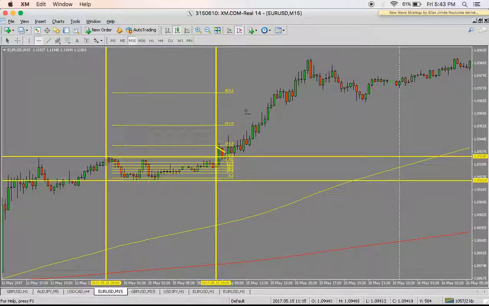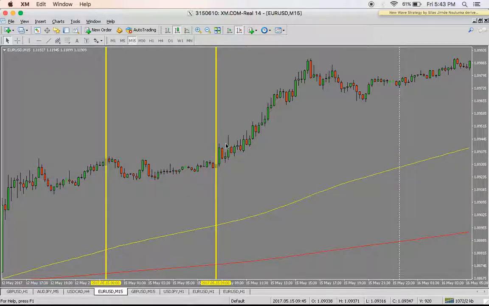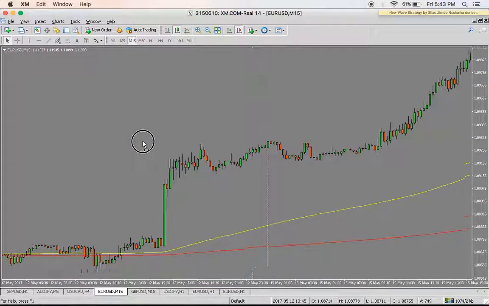So our first take profit would have been the 261.8 mark level and 423.6, this level right here. Now as you can see, the market went further higher than that, but it's fine, at least we banked safely. Alright, now let's look at another example. Let's go right here.